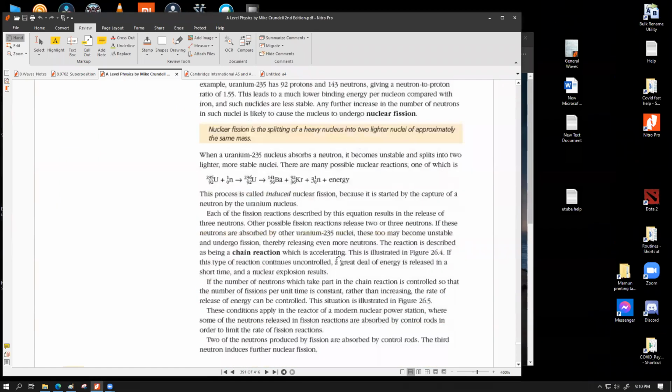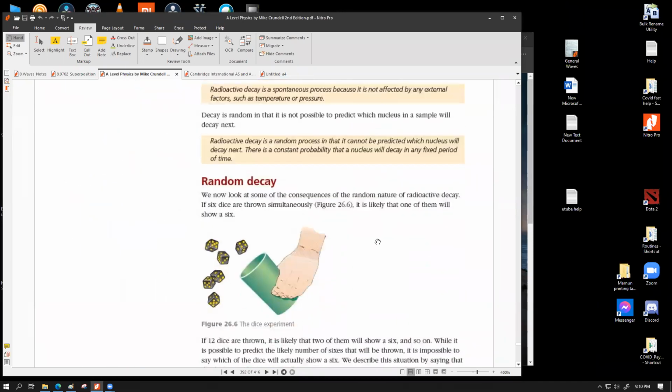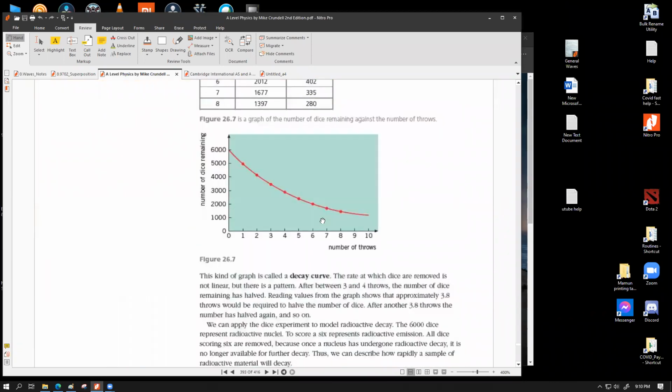And then we have fission. This is just example. This is the case for uncontrolled or accelerating chain reaction, and this is the control chain reaction which happens in the reactor. This happens in the bomb. And then the idea of random decay is given.